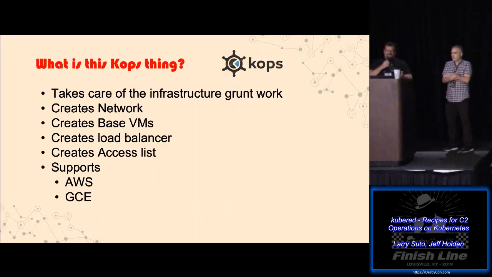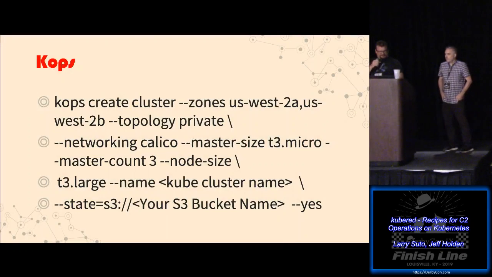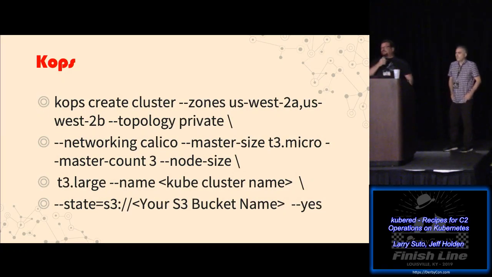All right, so what is the COPS thing? It does the heavy lifting, and it works in AWS right now and in Google Container Engine. You run it, and it sets up all the EC2 instances for you, it sets up the VPCs, load balancers, and creates your access list for you. Otherwise you'd have to go through and set all those up manually. Here's an example of how easy it is to set up a high availability cluster in 2 availability zones in AWS. You run one command and then wait about 15 minutes, and you have your cluster up and running all in one shot.